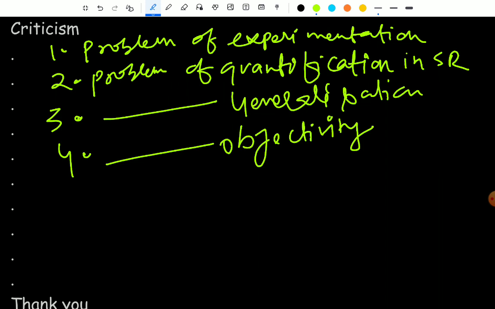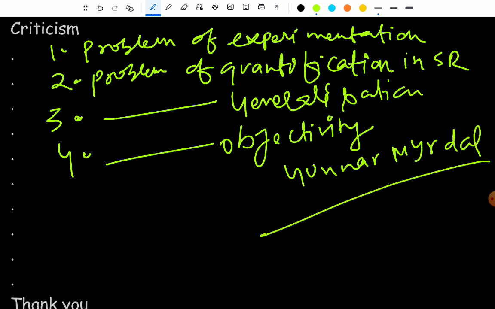Okay, there is a problem of objectivity in sociology. Gunnar Myrdal is a sociologist, and his criticism is that total objectivity is an illusion in sociology which can never be achieved. You can pronounce the name the way it suits you. His criticism is that there is a problem of objectivity in sociology. Total objectivity is an illusion in sociology which can never be achieved.